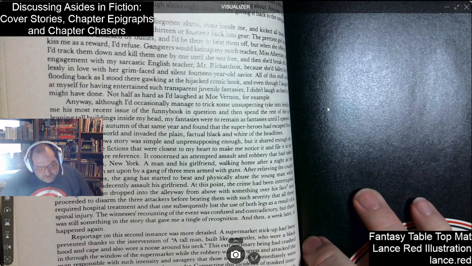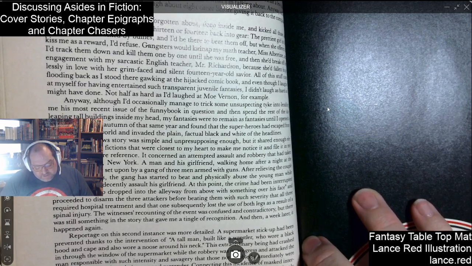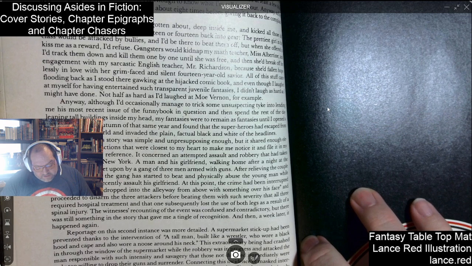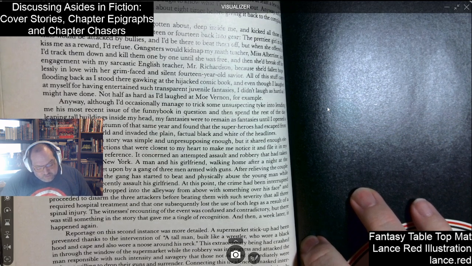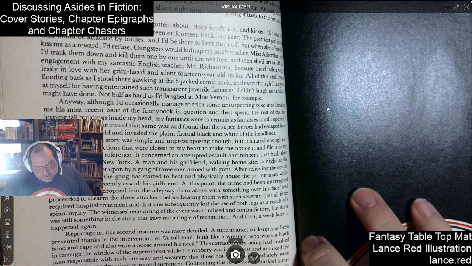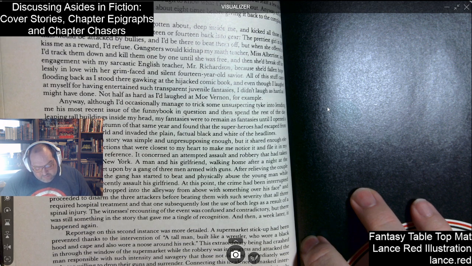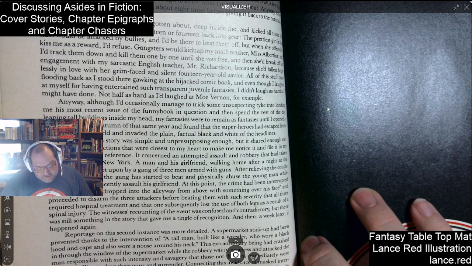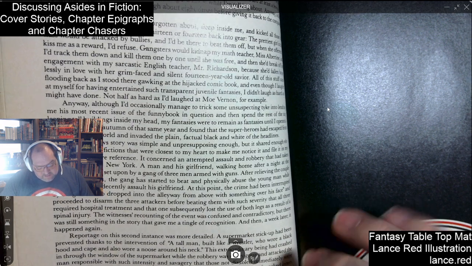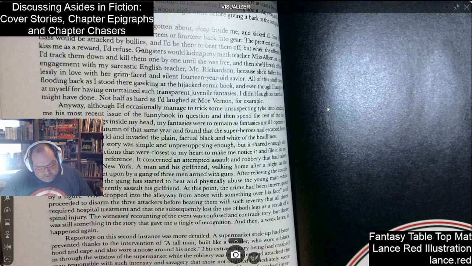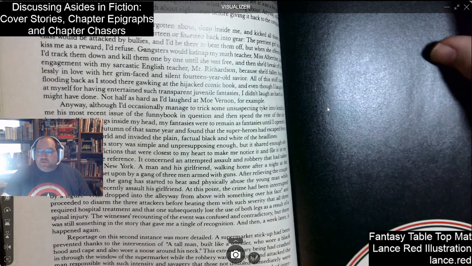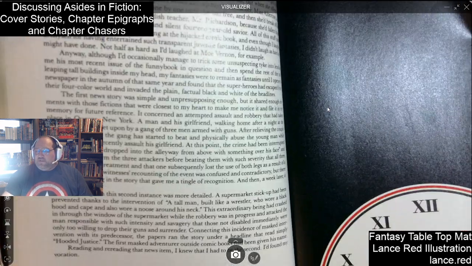It ends with, reportage on his second instance was more detailed. A supermarket stick-up had been prevented thanks to the intervention of a tall man built like a wrestler, who wore a black hood and cape and also wore a noose around his neck. This extraordinary being had crashed in through the window of the supermarket while the robbery was in progress and attacked the man responsible with such intensity. It goes on. Reading and rereading the news item, I knew that I had to be the second. I'd found my vocation. So that's where he decides, I want to be a superhero.